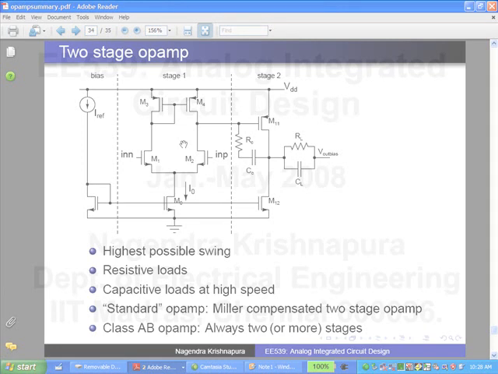But the advantage of folded and telescopic cascode is that you don't have to worry about Miller compensation. You don't have to have special compensation structure. Your load capacitance will do the compensation for you.